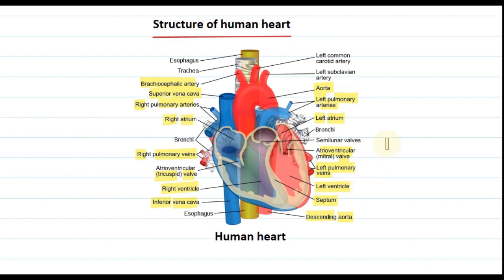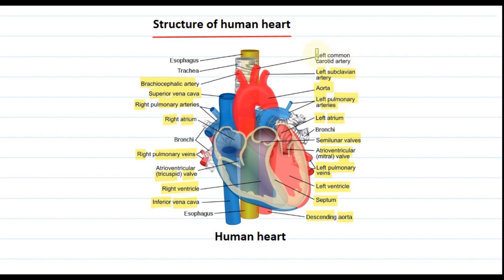Then there are semilunar valves. So they are pocket-like structures. Here we can see they are pocket-like structures attached to the point at which the pulmonary artery and aorta leave the ventricles. Then we can see the left subclavian artery, which is the fifth branch of the aorta.